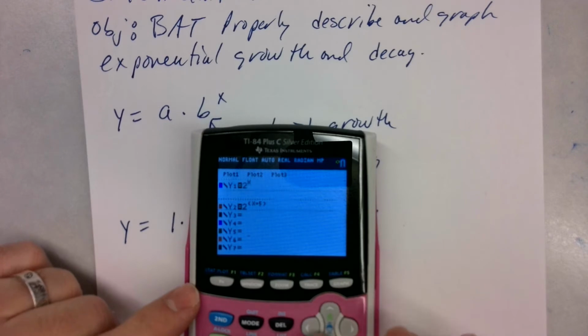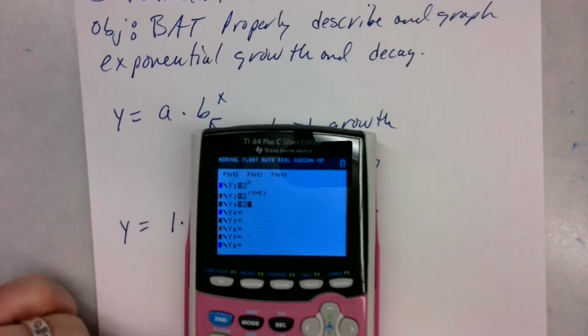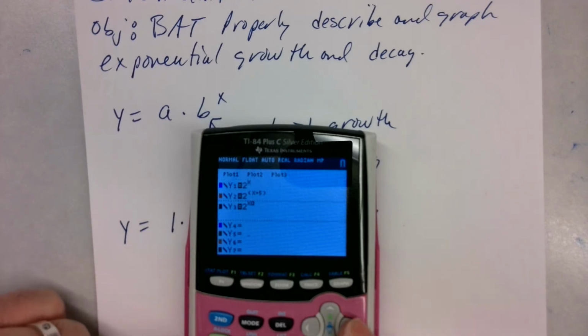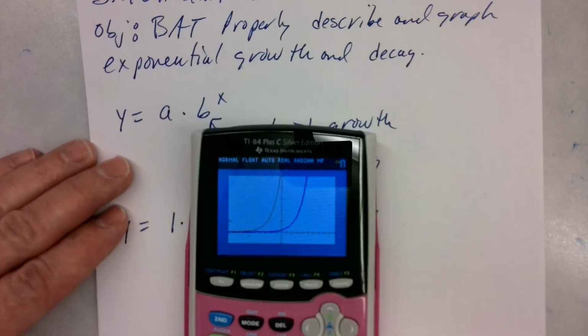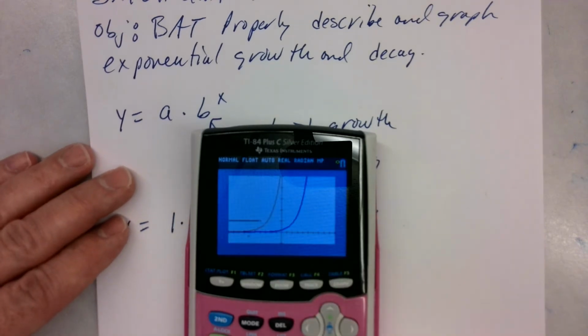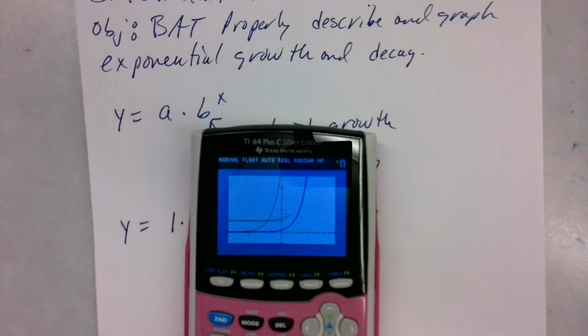So let's go and do the same thing now, except let's just go 2 to the x. And now let's go down and let's go plus 5. So now this should shift me where? Up 5, right? Let's go to graph and see what happens. Does it do exactly what we thought it would?